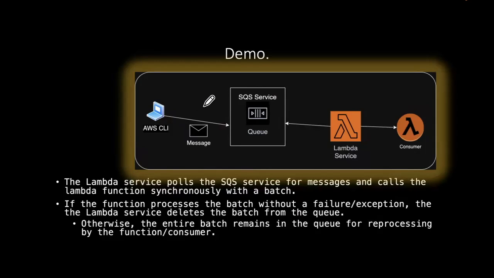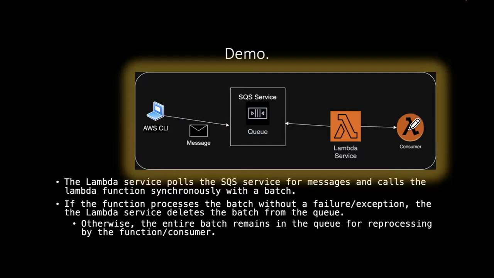Demo time. This is as simple as I could make the demo now. So I have a Lambda function that I want to be a consumer. And I'm going to have an SQS queue. The SQS queue is managed by the SQS service. And my producer, in my case, will just be the AWS CLI. Okay, so it's going to be writing messages to an SQS queue, and my Lambda over here is going to be consuming those messages.